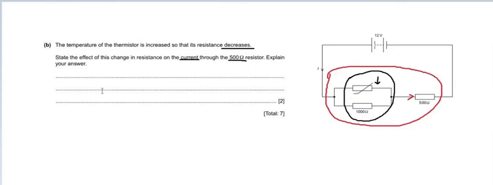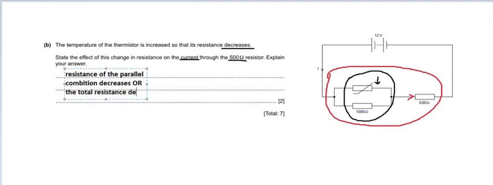So we can write down the same thing. First of all, we can write down that the resistance of the parallel combination decreases, or we can also write down that the total resistance of the circuit decreases. So if the parallel combination resistance decreases, the total resistance of the circuit also decreases. And if the total resistance of the circuit decreases, what will happen to the current?